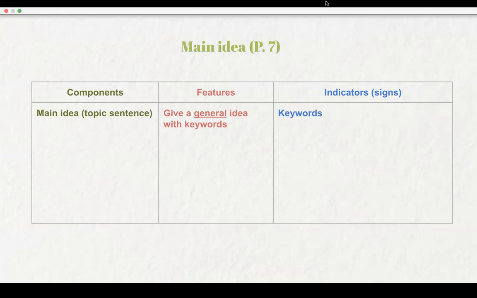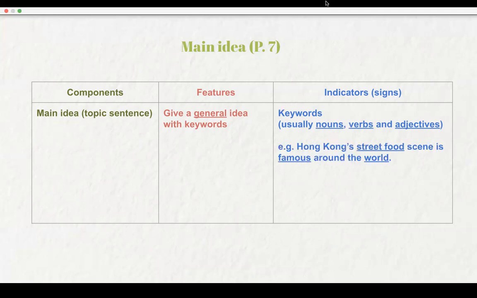You may ask, what are keywords? Keywords are usually nouns, verbs, and adjectives. Let's take a look at this example. Hong Kong's street food scene is famous around the world. The keywords in this sentence are street food, famous, and the world. By looking at these keywords, you can understand the main idea and the gist of this paragraph immediately.